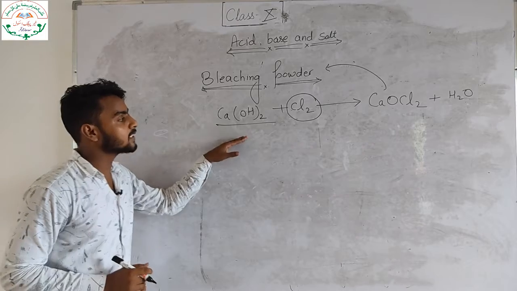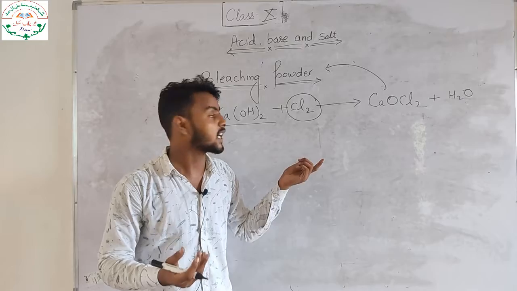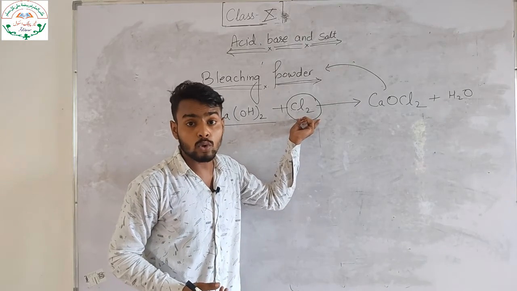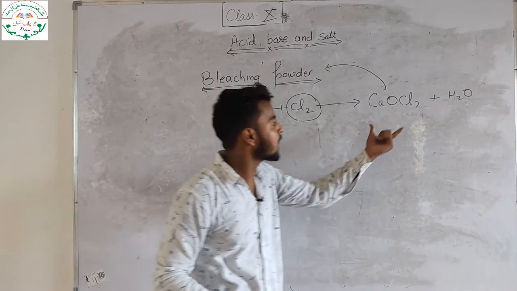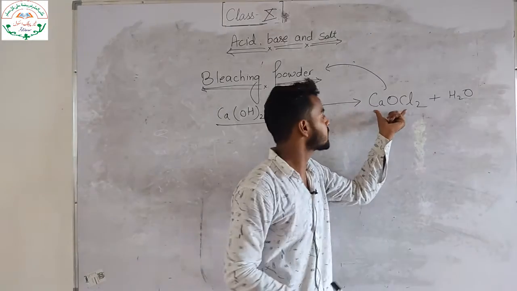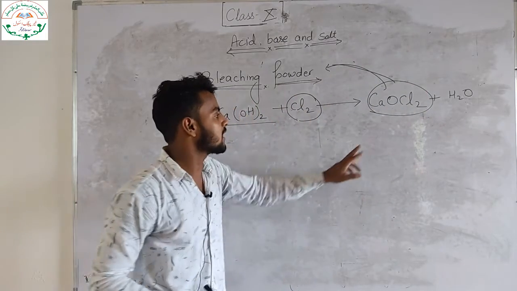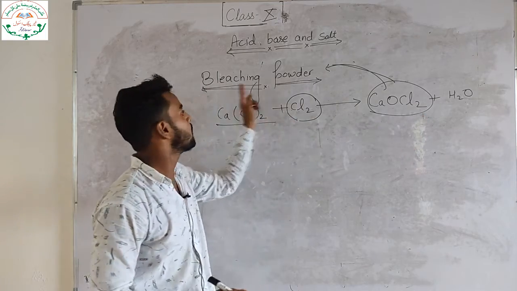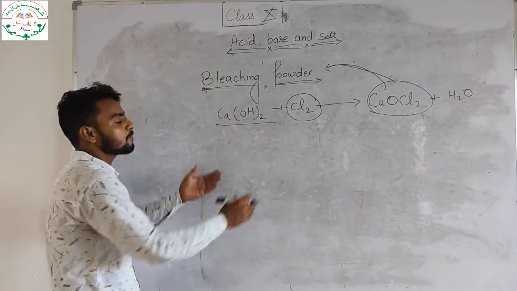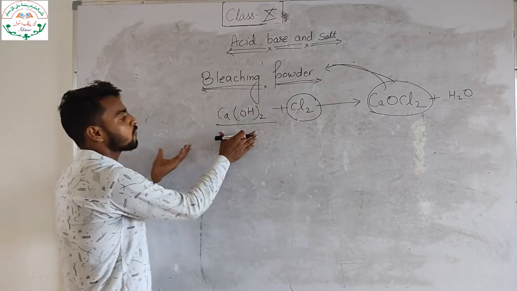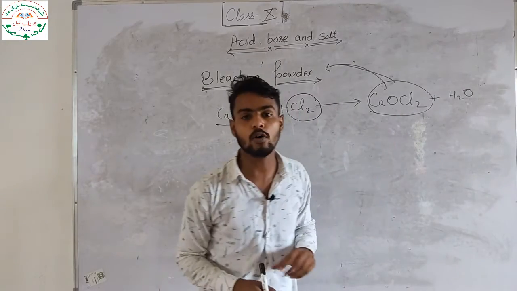That means by the electrolysis of sodium chloride we can form chlorine gas, and the chlorine gas reacts with the calcium hydroxide to form calcium hypochlorite. It is the name of bleaching powder. That means calcium hypochlorite is the name of bleaching powder. How can we form bleaching powder? We can form bleaching powder by treating calcium hydroxide with chlorine. It forms calcium hypochlorite.